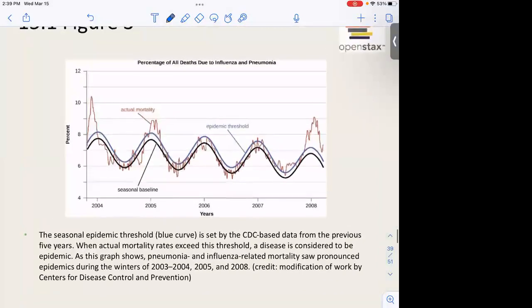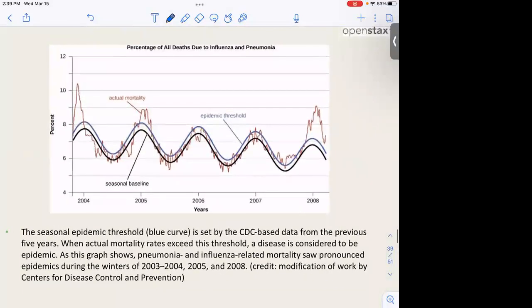This is a figure from your book that talks about deaths due to influenza and pneumonia. So you can see how it goes up and down, right? In the winters, we have more. In the summers, we have less. That doesn't mean that we call it an epidemic every winter. It's a predictable pattern. It's probably always going to be with us.